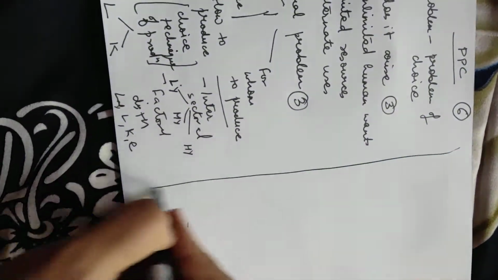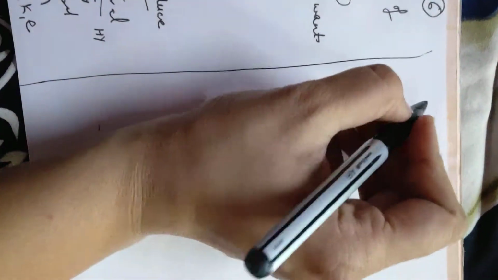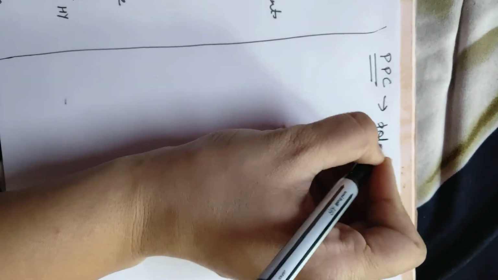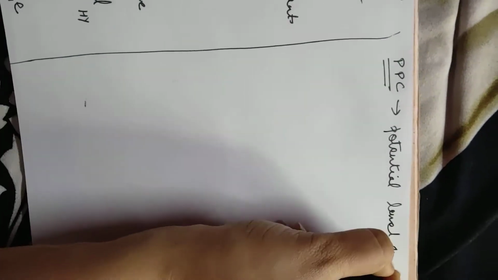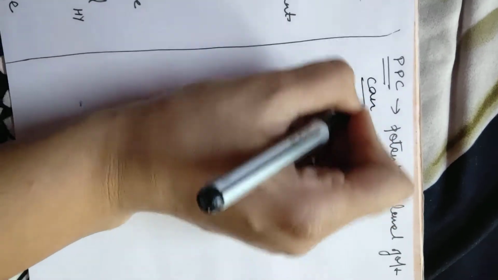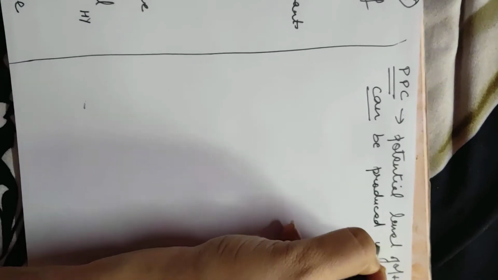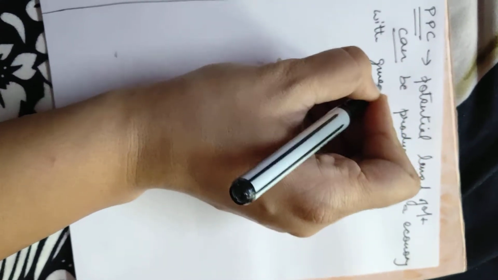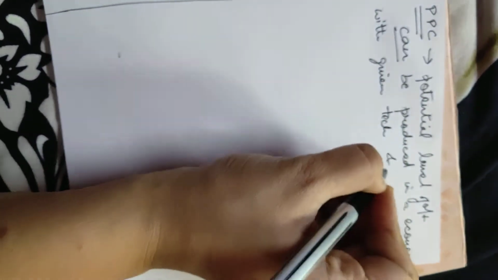Moving forward to the next topic which we have is known as PPC, production possibility curve. Now, when we talk about this PPC, production possibility curve, it defines the potential level of output that can be produced in an economy with the given technology and resources.